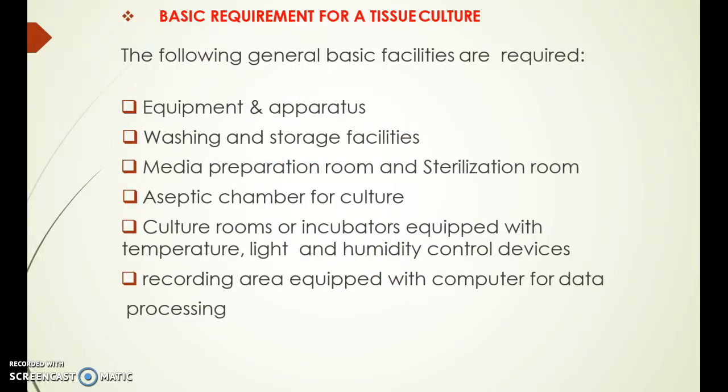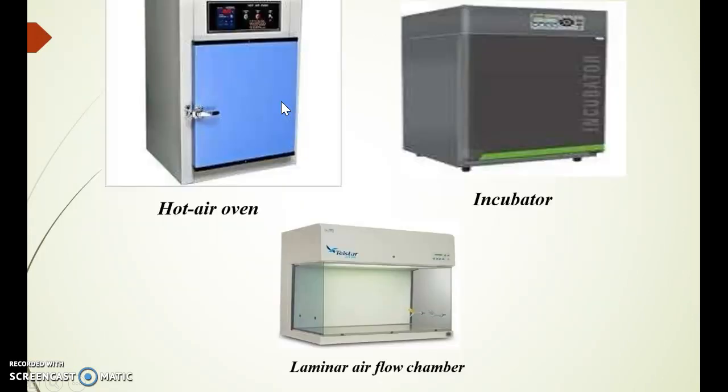What are the basic requirements of plant tissue culture? The following basic facilities are required for the success of plant tissue culture. Equipment and apparatus: mainly it includes a hot air oven, which is used for the sterilization of the glasswares, an incubator to incubate the tissue culture bottles, and a laminar airflow chamber, without which tissue culture cannot be carried out. The laminar airflow cabinet is mainly used for the aseptic transfer of the cultures.